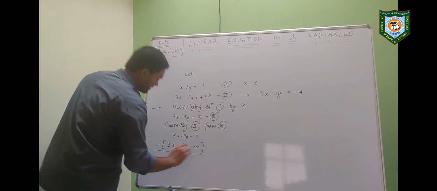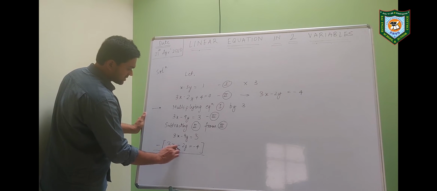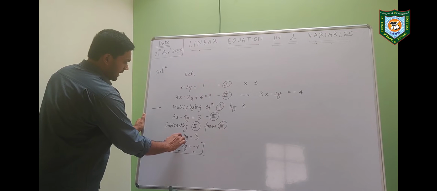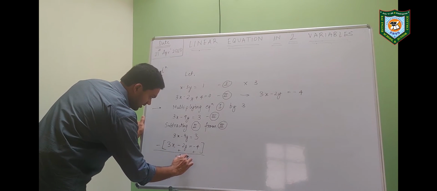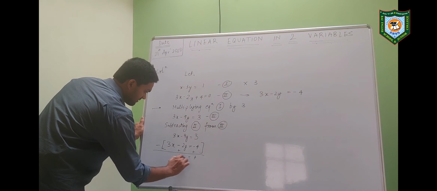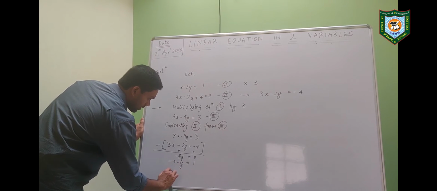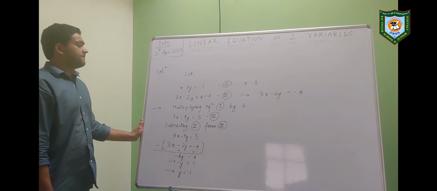Now, solving this, minus plus becomes minus, minus minus becomes plus, minus minus becomes plus. Now, I have here minus 9y plus 2y, which is minus 7y is equal to 3 plus 4, which is 7. Therefore, 7 cancels out. I have minus y is equal to 1, or y is equal to minus 1.